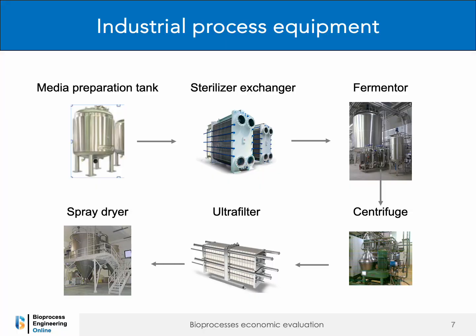The capital investment cost includes all expenditures required to establish the bioprocessing facility. To evaluate this cost, the initial step involves selecting industrial equipment for the unit operations that compose the process. Commonly used equipment in enzymatic, microbial, or animal cell bioprocesses includes tanks, bioreactors, fermenters, heat exchangers, centrifuges, evaporators, ultrafilters, microfilters, chromatography columns, and dryers.